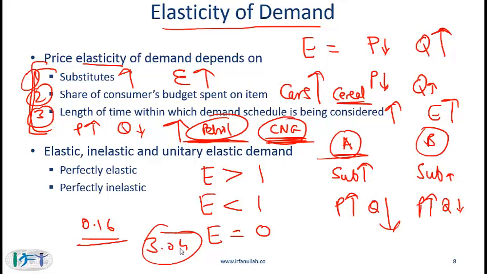And finally, perfectly elastic versus perfectly inelastic. These are extreme conditions. If you have price and quantity, perfectly elastic would mean a picture like this, and we will see this later in the context of perfect competition. Perfectly inelastic means that our demand curve looks like this, that no matter what happens to the price, the quantity demanded is the same.